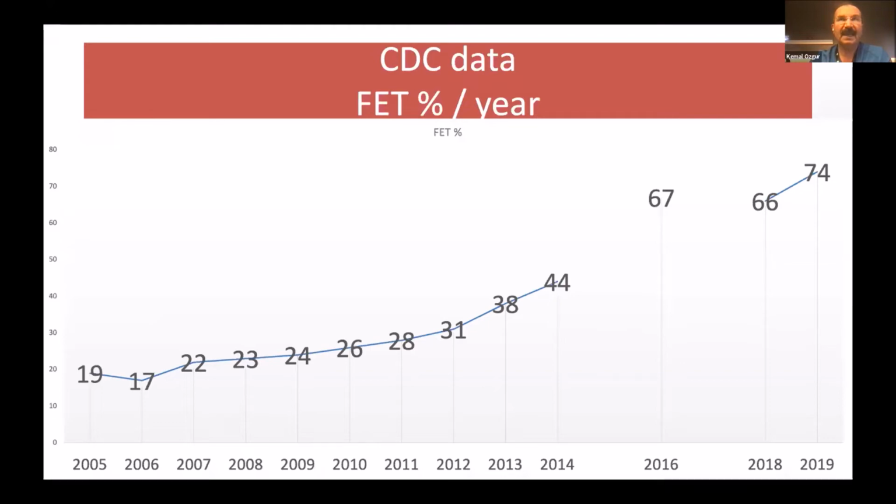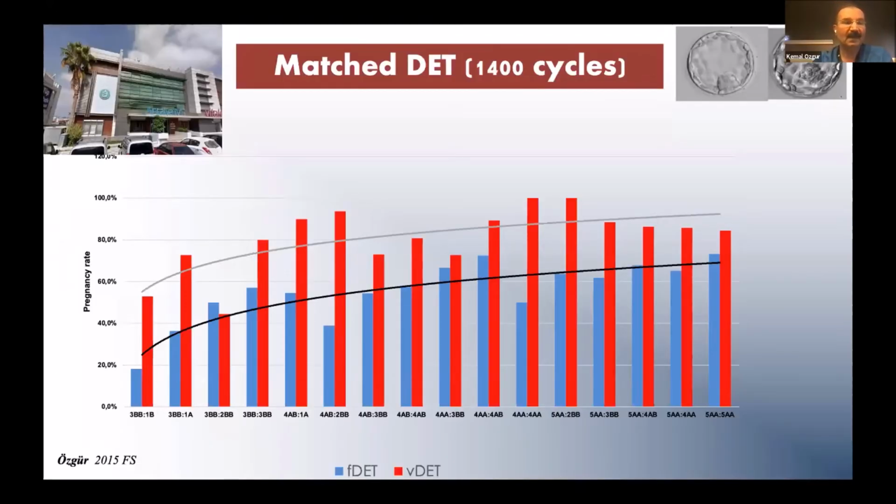Now, we used to freeze embryos less than now. This is again national data of the US from 2005 to 2019. In 2005, frozen embryo transfer was much less common, and now, in 2019, it's 74%. It's more than tripled. So it's becoming more and more common. The reason is that clinicians and patients are preferring it, because it's more successful than before.